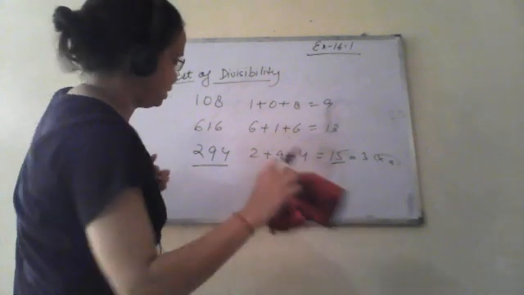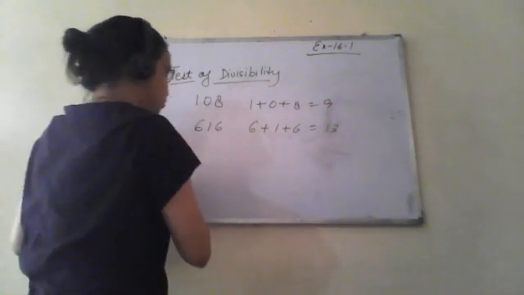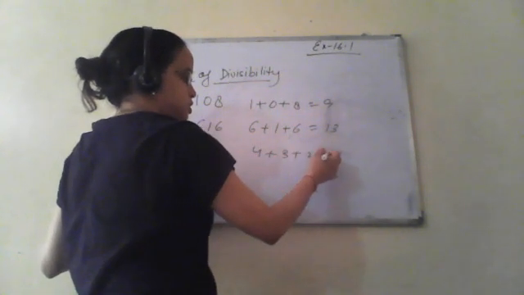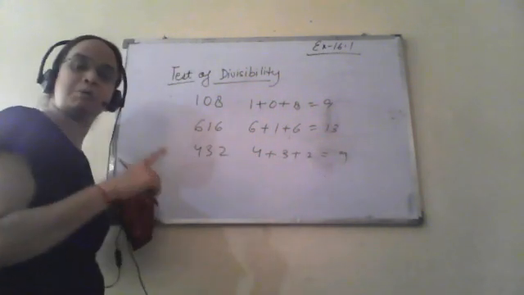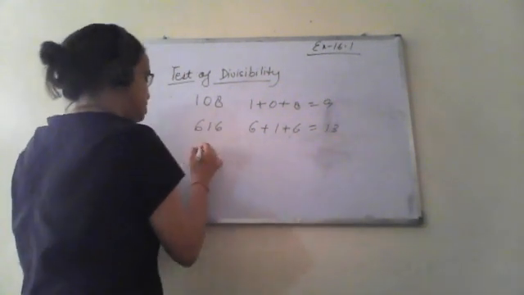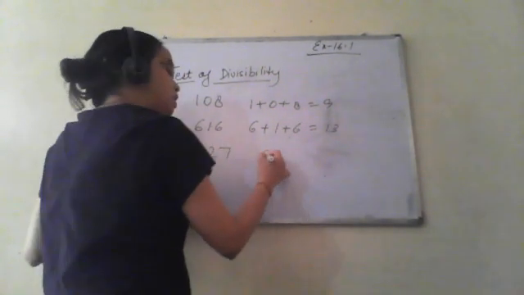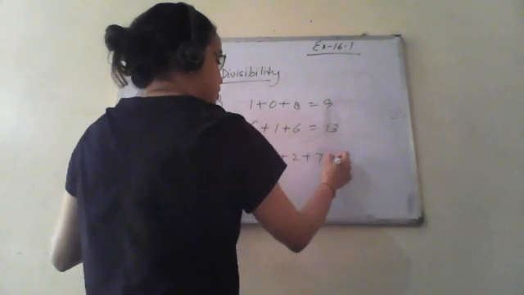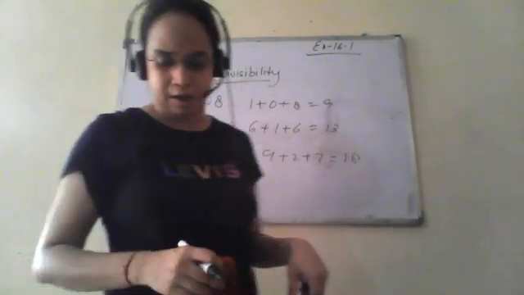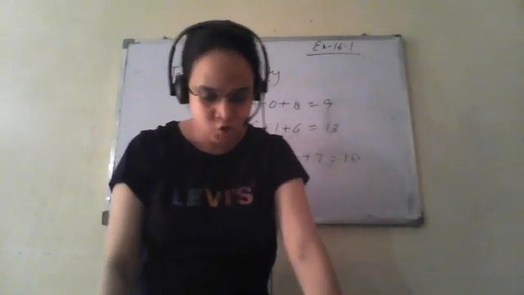Clear? Next is 432. 4 plus 3 plus 2. This is 9. This number is divisible by both 9 as well as 3. Next is 927. 9 plus 2 plus 7, it is 18. So again this number is divisible by both 3 and 9. This way we have to check.